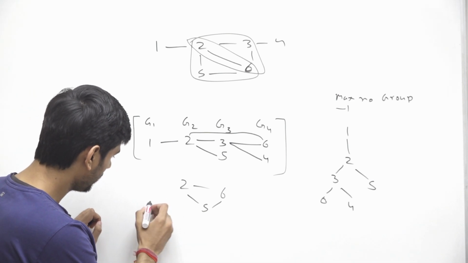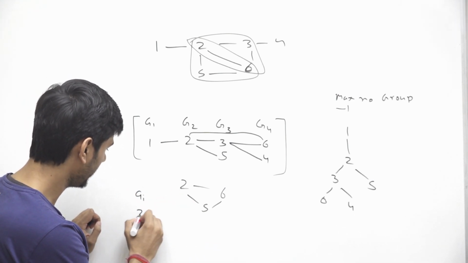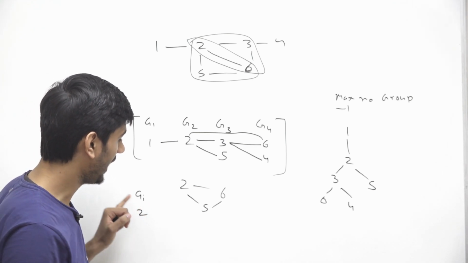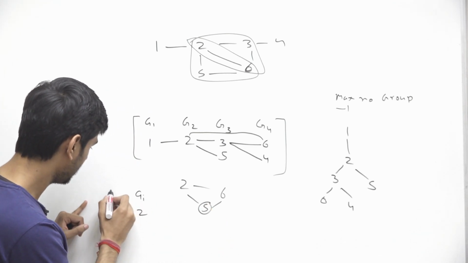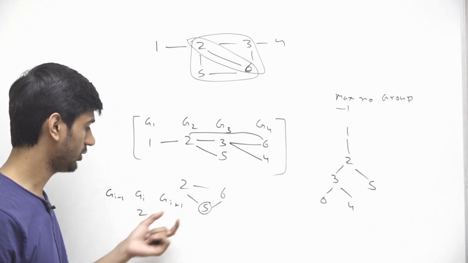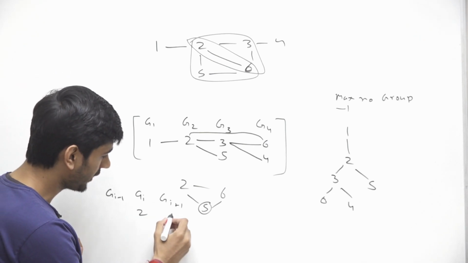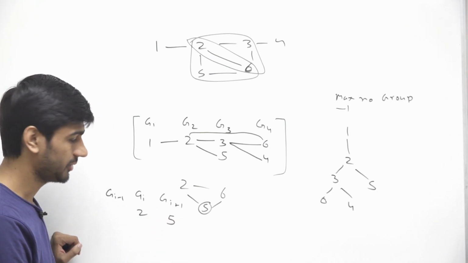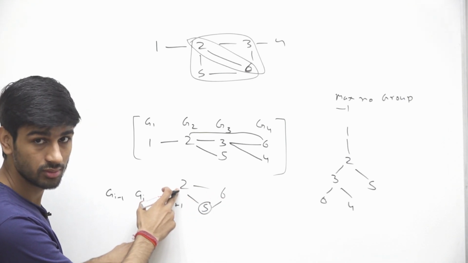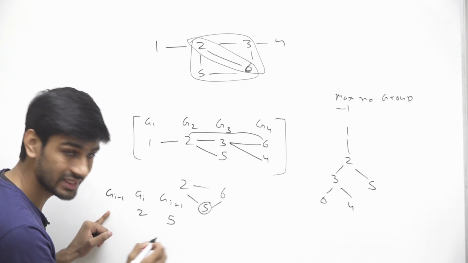Now if we put 2 in any group, let's say some group Gi, and we want to follow the second property, then we will have to put 5 either in Gi-1 or in Gi+1, right? Because 5 is the adjacent node, so they should be present in adjacent groups. So let's say we put 5 here in the Gi+1 group. Now 6 is adjacent to 2, right?